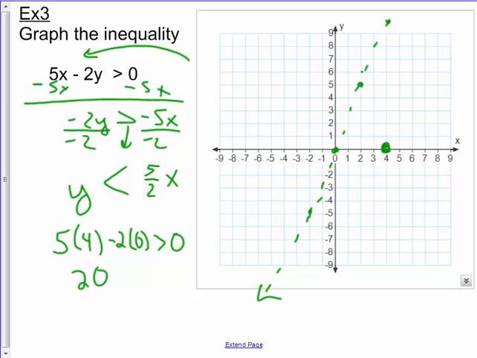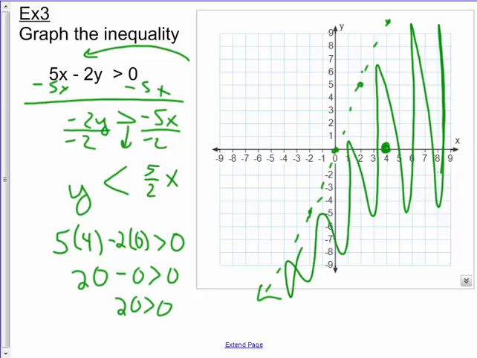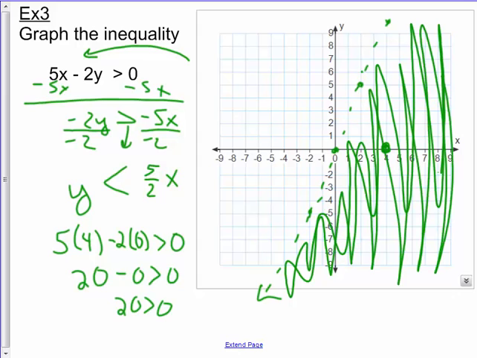So when I plug in 4, I get 20 is greater than 0. Is that true? Yes. Since it's true, that's where I'm going to shade. There it is. So I'm going to shade in that region. Again, I could have tested any point in that region and it would have been true.